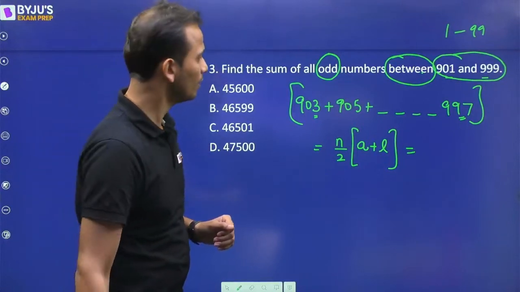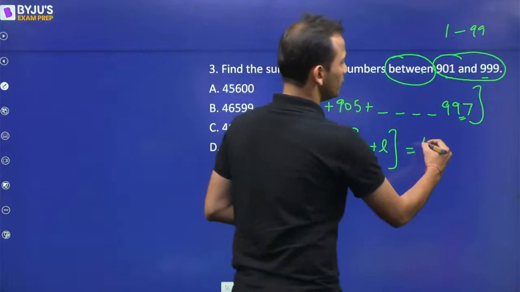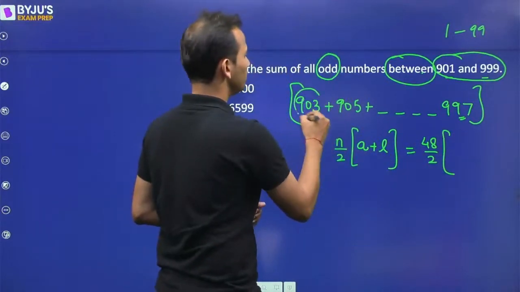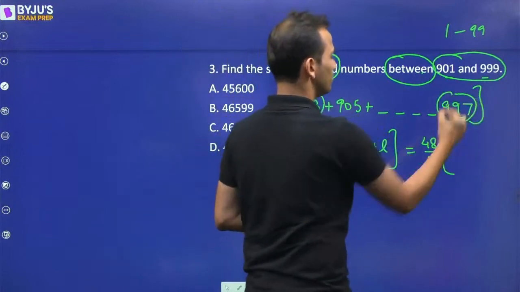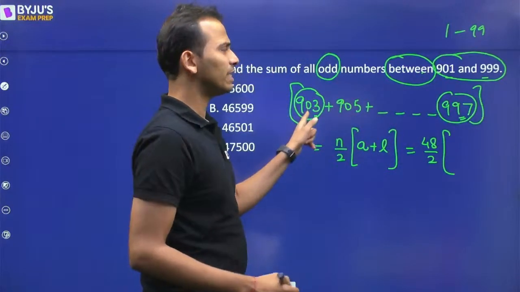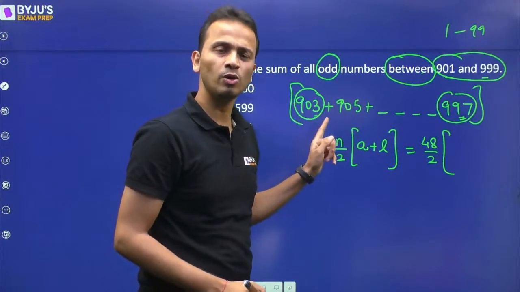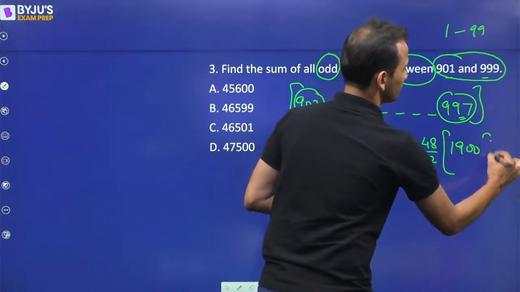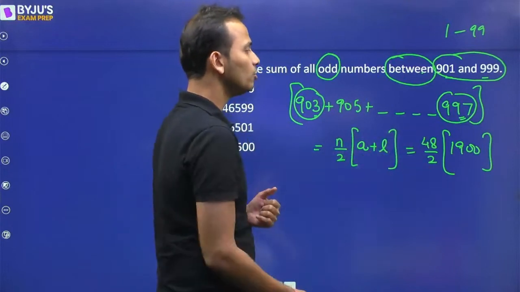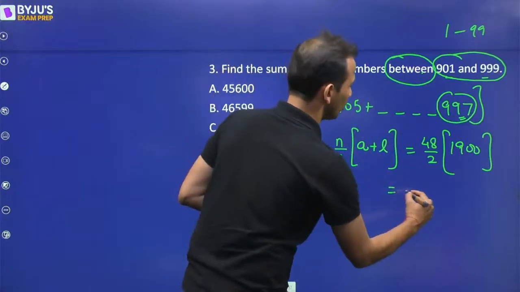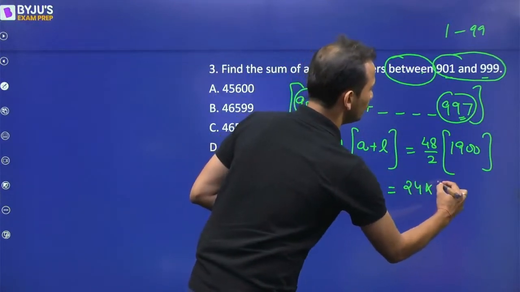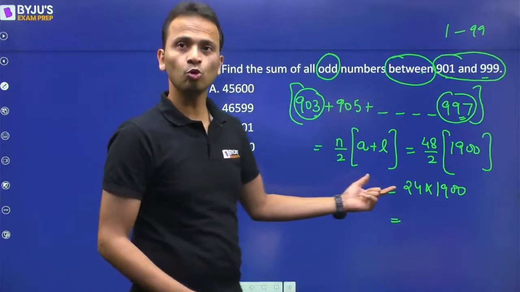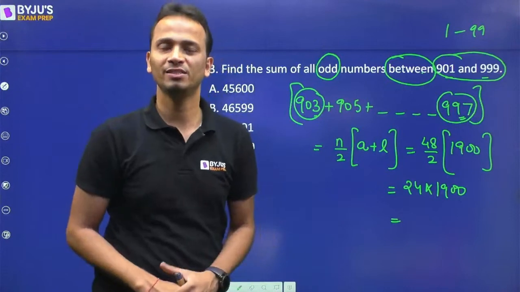Okay. All right. So the number of terms is 48 divided by 2, bracket, first term 903 plus the last term 997. What will be the sum of these two? 1900. So I write 1900 here. Fine. So 48 into 1900 divided by 2, or I can say 24 into 1900. This will be the final answer. Now multiply these two and you will get your answer.